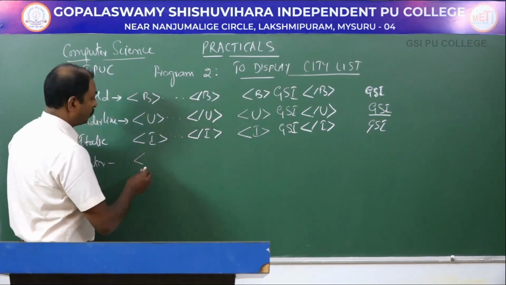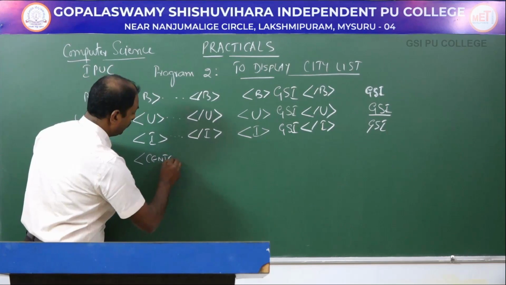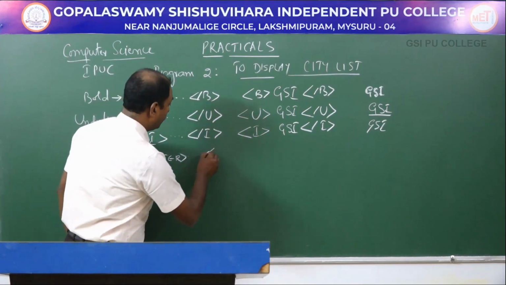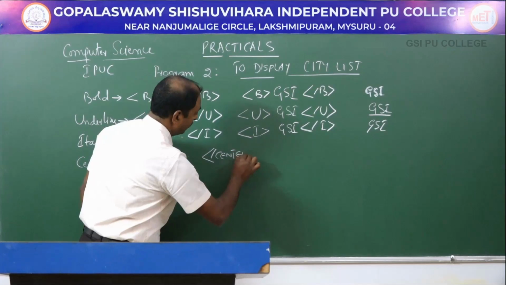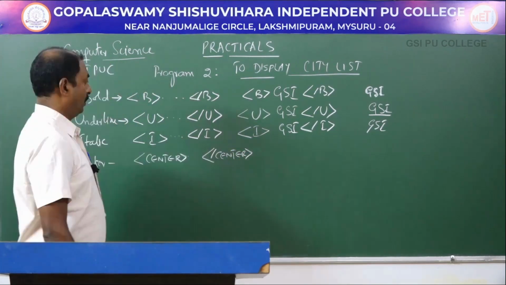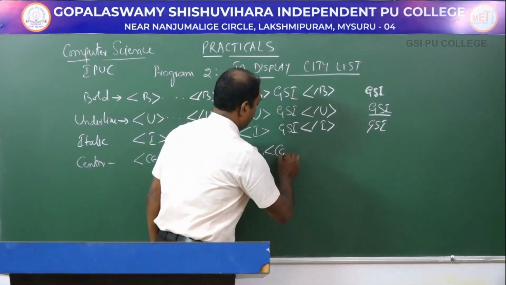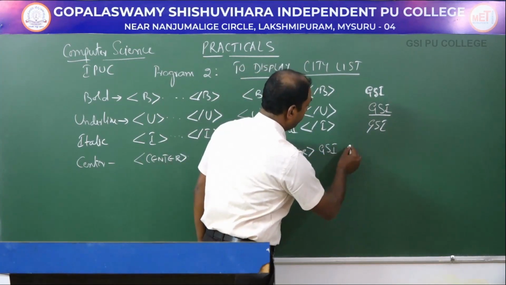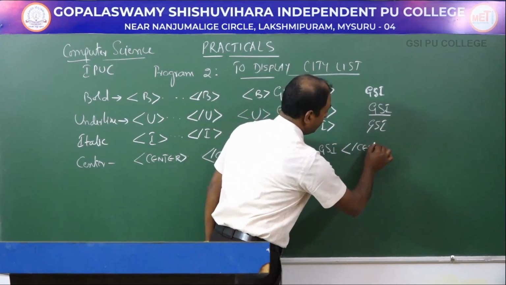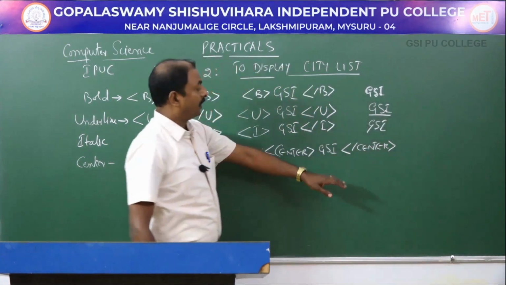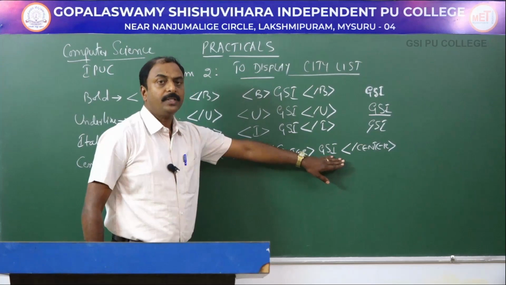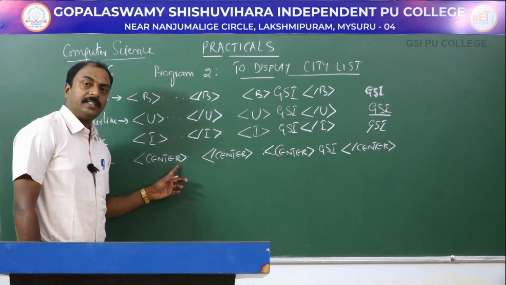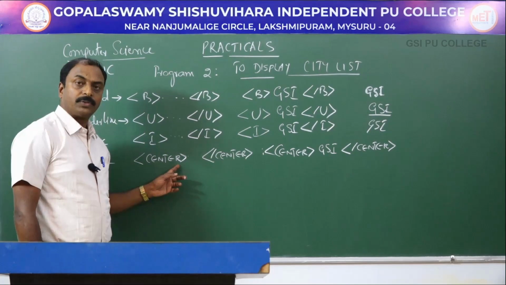Next tag is the center tag. This tag is used to display the content in the center of the web browser window. We have to close it with the center tag. For example, center, close this tag, and if I write GSI, again we have to close the center tag. So the content in this example, GSI, will appear in the center of your web browser window.